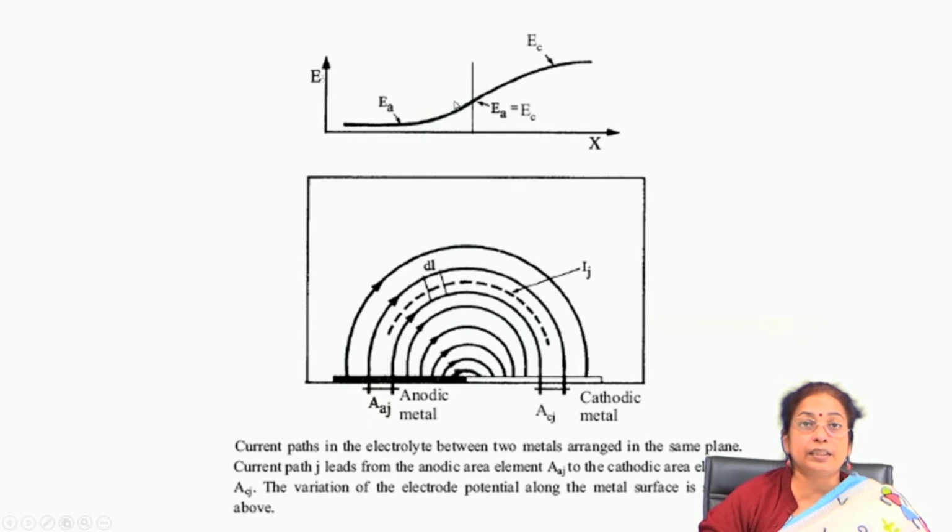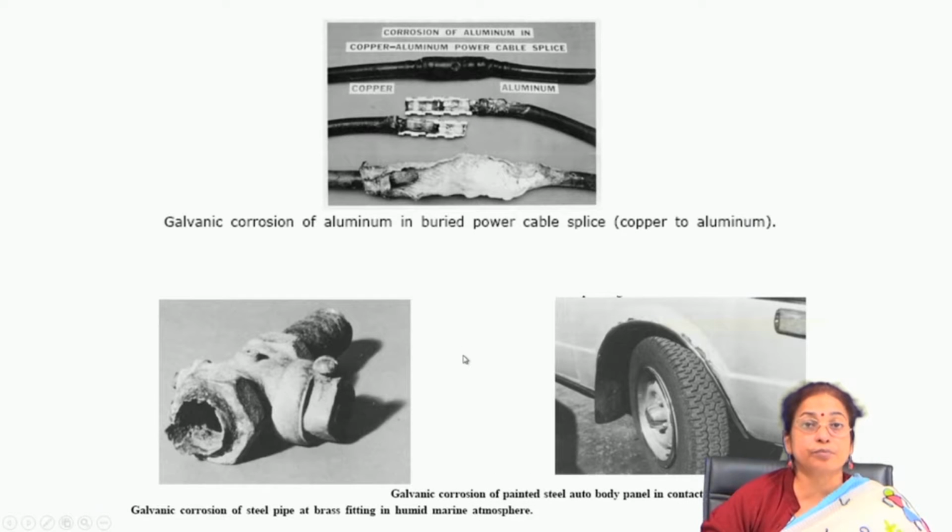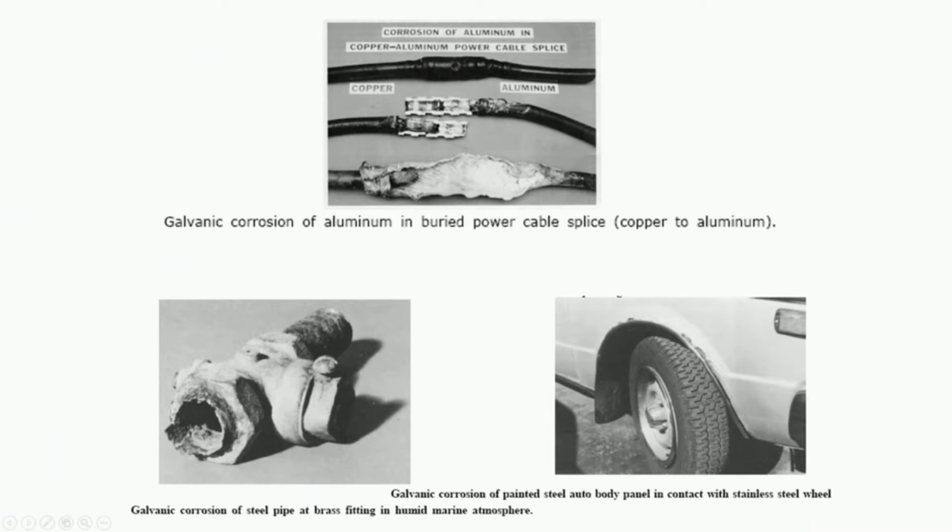You will find that from the interface the corrosion rate also changes. Near the interface the corrosion rate is quite large, and as you proceed towards the anodic side, E corrosion approaches that of the anode. So the interface plays a very important role, and every problem starts from the interface. This is the galvanic corrosion of aluminum and copper coupling, as I mentioned.